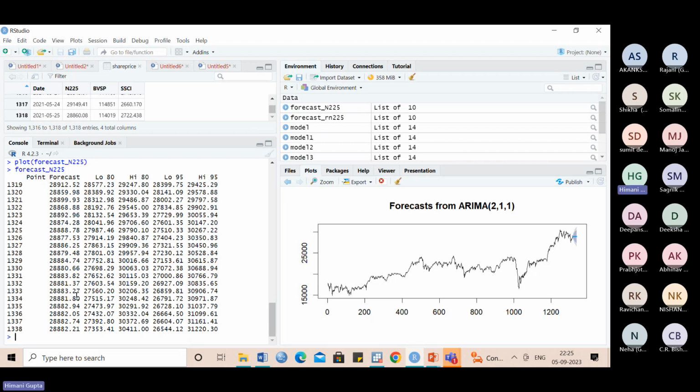And I have done it out of sample. Out of sample means that I have taken all 1318 observations as a sample. I can also validate whether my model is correct or not by taking in sample. Let me show you how to take in sample also.